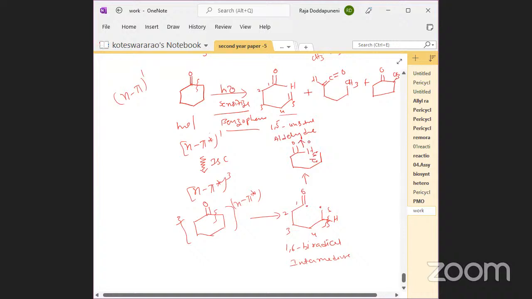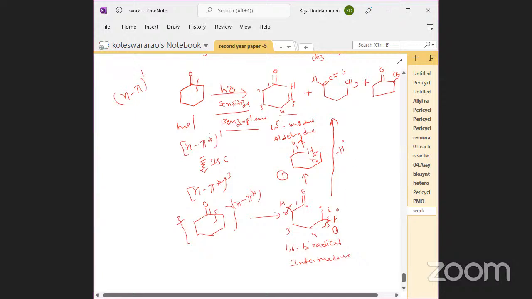This is one pathway. The second pathway: here at the second position, a CH bond is there, and it undergoes homolytic cleavage. Hydrogen radical is eliminated, and then there is a radical generated at the second carbon. Then the second carbon radical and the carbonyl carbon radical homolytically combine together, which generates the ketene intermediate. This is the second pathway.